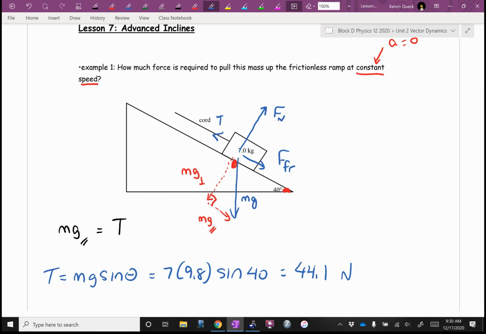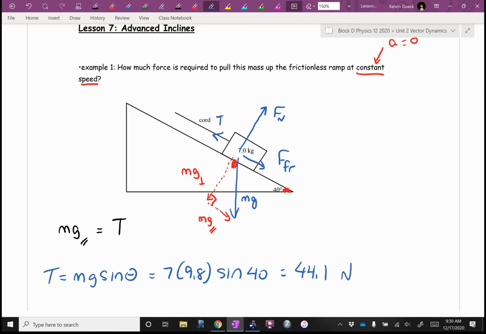By the way, what if we were sliding down the ramp? Which way would friction be pointing? Okay, we can handle it. You'd get a different tension. But it could be that instead of pulling this up the ramp, we're lowering it down the ramp. Okay.